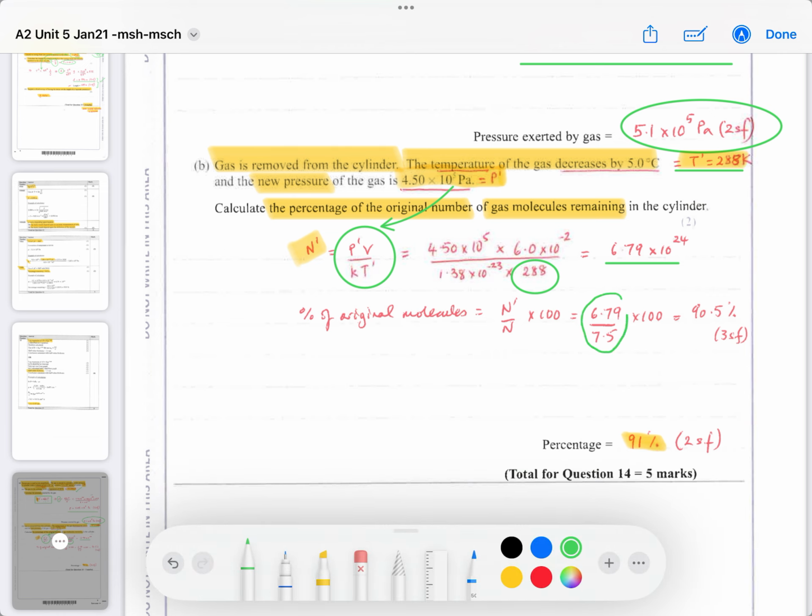Yeah, you can get rid of the power of 10 to 24 because both of them have the same power, and it's just a fraction, which comes out to 90.5% to 3 significant figures, and you should round it to 2 significant figures. The data provided is normally to 2 significant figures. So that's 5 marks done.